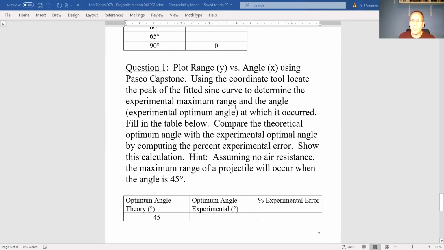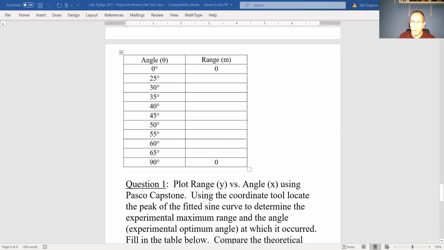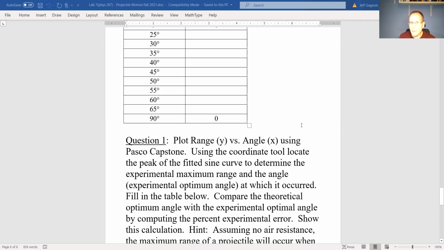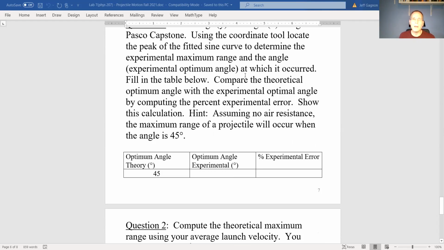You're going to plot range on the Y, angle on the X, range versus angle. You're going to do a sine fit, and then you're going to use the coordinate tool to find the max range experimental and the optimal angle experimental. Then just like before, I want you to compare the optimal angles, right? So remember, theory is 45, optimal angle experimental you're going to get from the graph. So compare these by computing a percent experimental error.